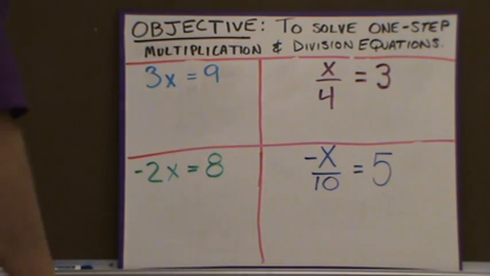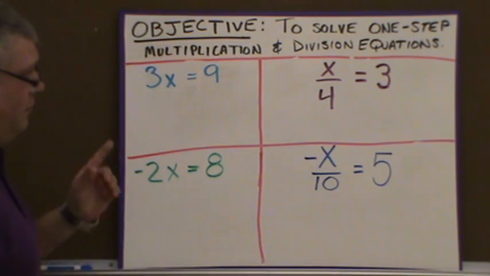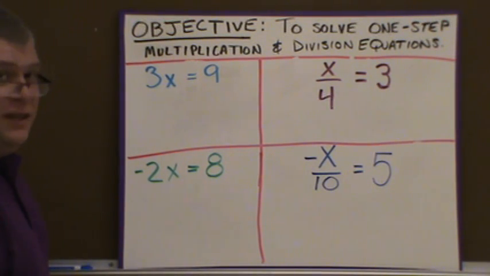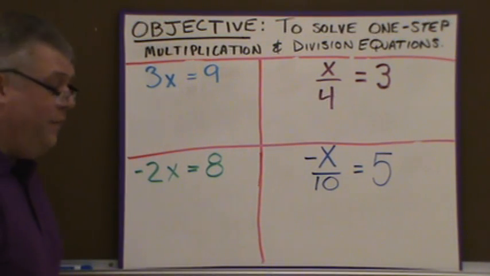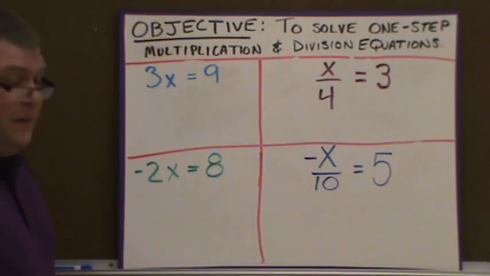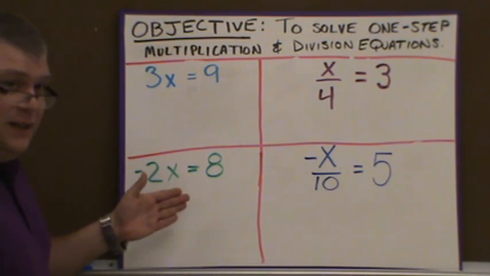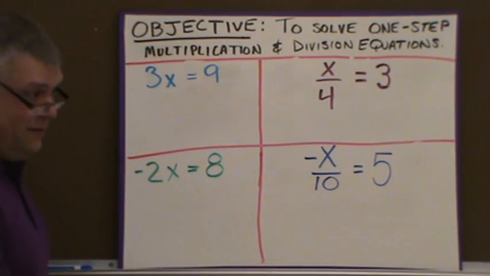Hello, the objective of this video is to solve one-step multiplication and division equations. In the previous video, we learned how to solve one-step addition and subtraction equations using the opposite operation to solve. We're going to do the same thing here. Remember, the main goal in solving an equation is to get the variable alone on one side of the equal sign and everything else on the other side of the equal sign simplified.